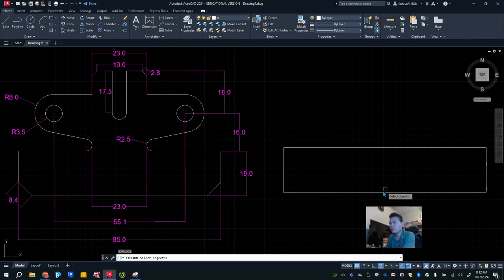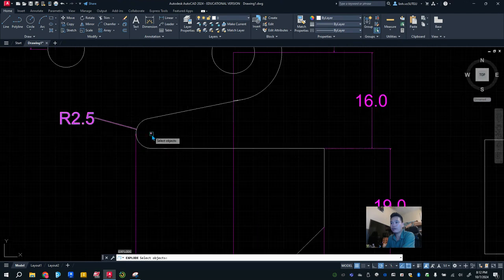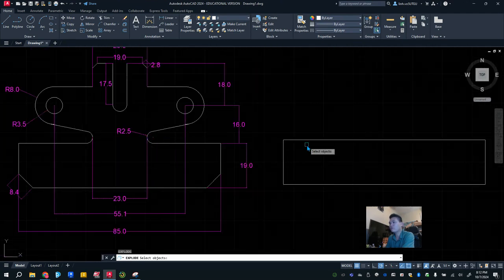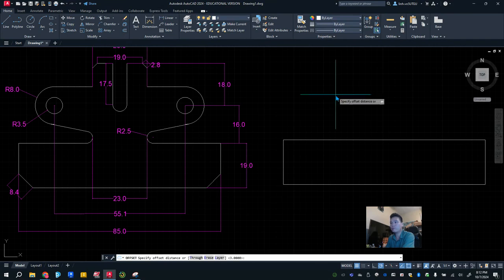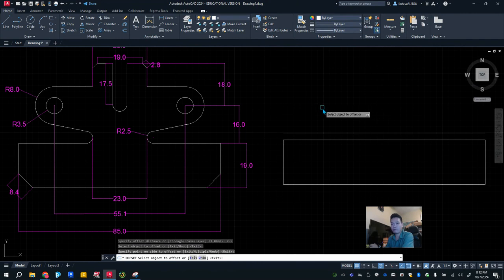So first, I'm going to take a look here at this location. I have a 2.5 radius. So that means from here up there, that's 2.5. So first, I'm going to go ahead and offset it 2.5. I can do this problem in multiple ways, but this is how I'm going to do it. All right, so I'm going to have that right there for now.